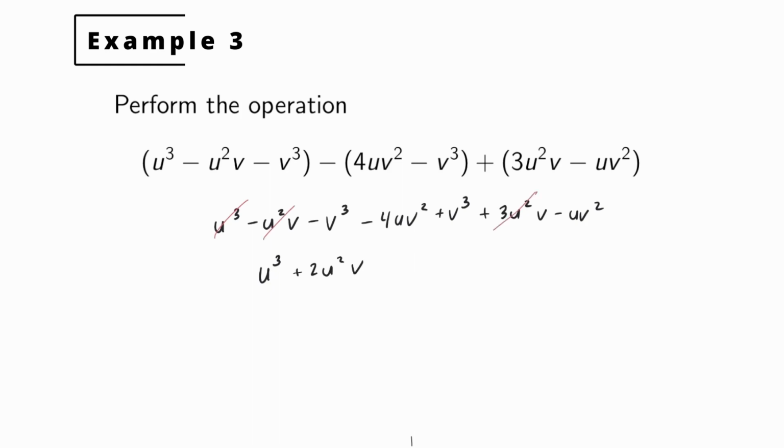Now we have a v cubed term. Do we have another v cubed term? The answer is we do. So we have negative 1 v cubed plus 1 v cubed. Negative 1 plus 1 is 0, so they just cancel each other out. And then finally, we have uv squared. Do we have a uv squared term? We do. So we have negative 4 uv squared minus 1 uv squared, which will give us negative 5 uv squared. And then we've gone through all of the terms.